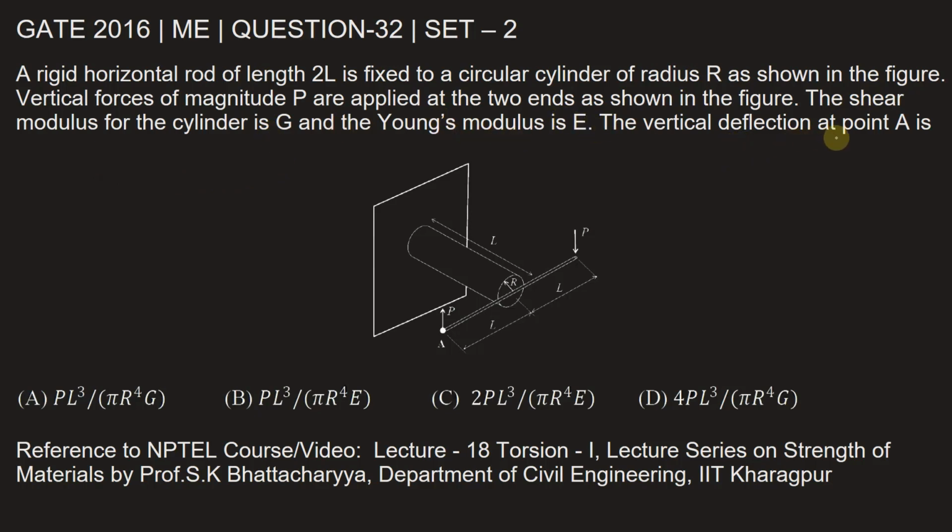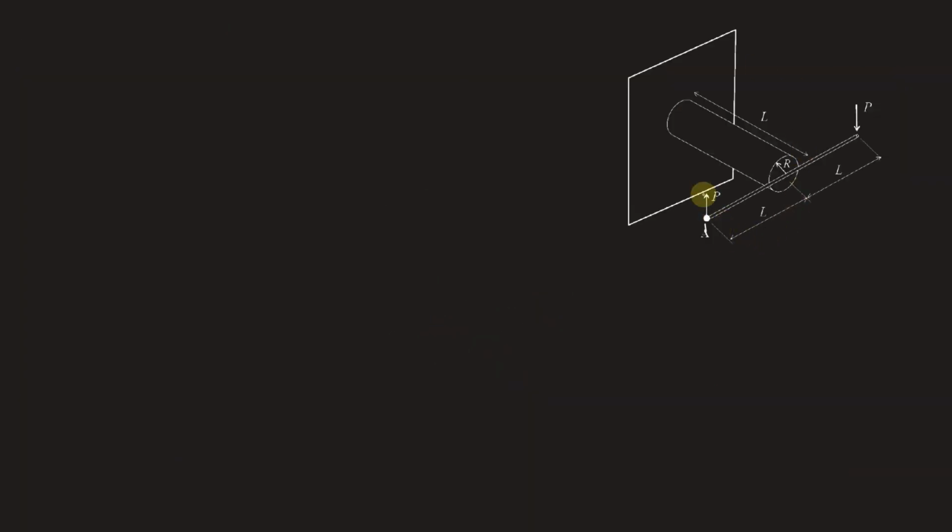The vertical deflection at point A is, we need to find out the vertical deflection at this point, that is point A. Let's see how forces P affects the cylinder. Now these forces P upward and P downward on the ends of the bar will subject the shaft to a torque in clockwise direction, because P is upward on this side and P is downward on this side. We have in turn a clockwise torque being acted upon the shaft. And this torque value will be P into L.